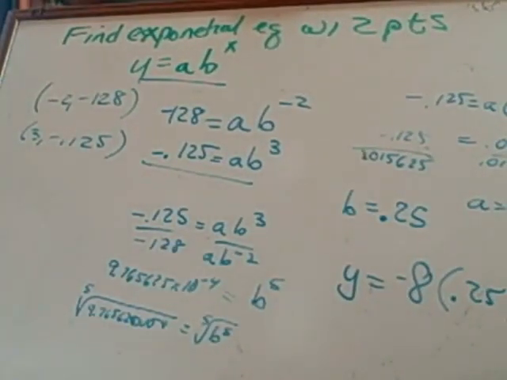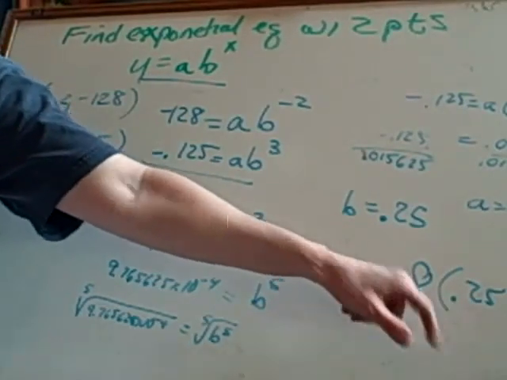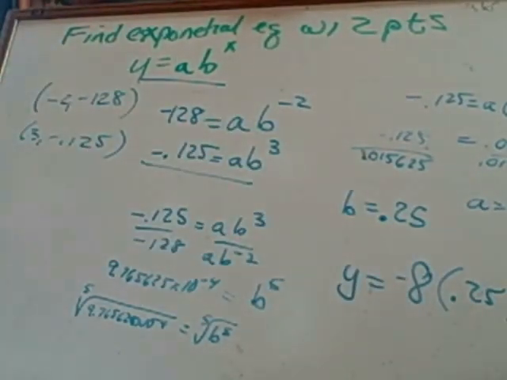It is totally cool to have an initial value of less than 0. It is not cool to have a base less than 0. Remember, base can't be 0, can't be negative, can't be 1. All right? So this would be a decay factor. Making sense?